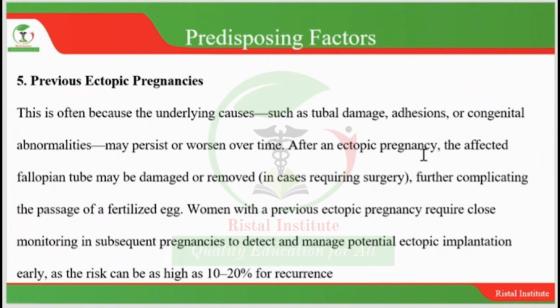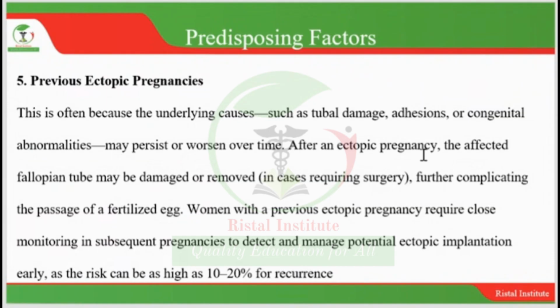After an ectopic pregnancy, the affected fallopian tube may be damaged or removed, especially if the person experiences a rupture, which normally actually happens, and it requires surgery. Surgery can also be done even when the ectopic pregnancy has not yet ruptured. So it creates damage, further complicating the passage of a fertilized egg.